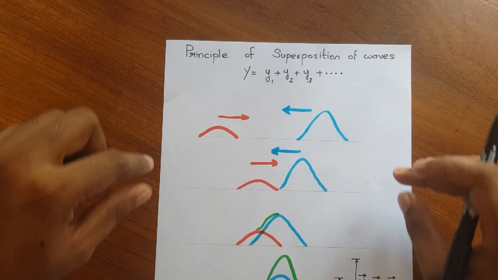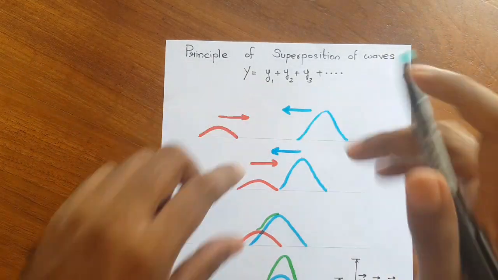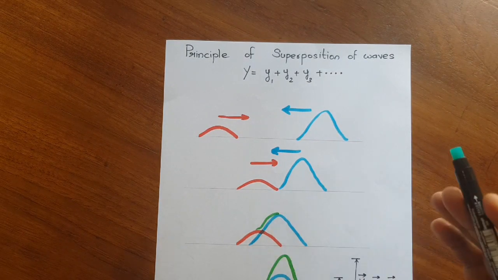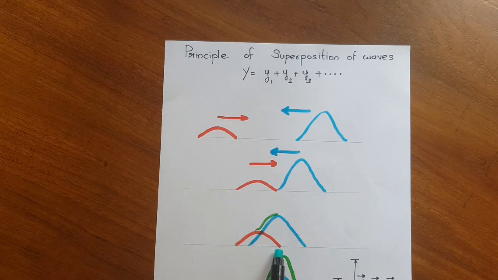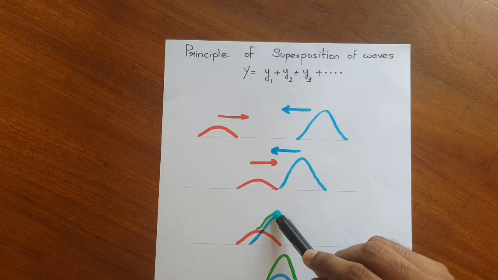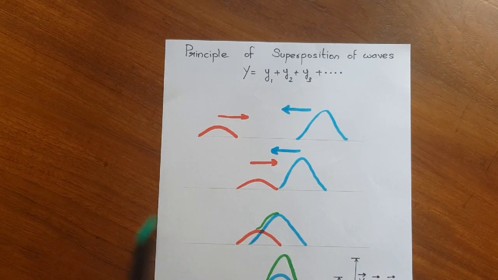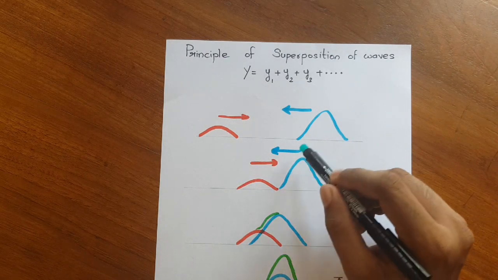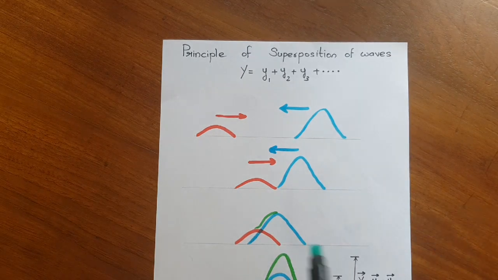So two waves are coming towards each other. At this point, they have approximately reached the same point, and now they are starting to overlap. In the third figure, it is pretty clear that they are passing over each other, and I've drawn a green line which is the resultant displacement created at that point due to the two waves. I'll repeat again. The red wave is trying to create a particular displacement over here, and the blue wave is trying to create another displacement. Then what is actually happening at that point?